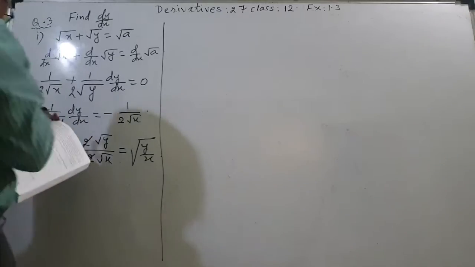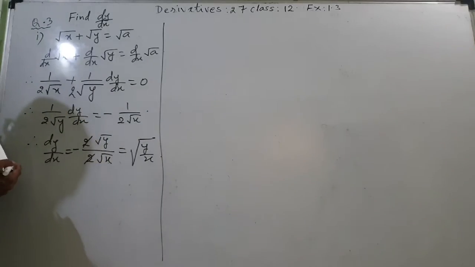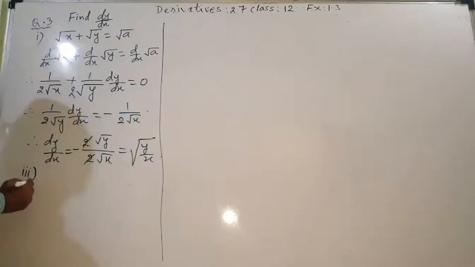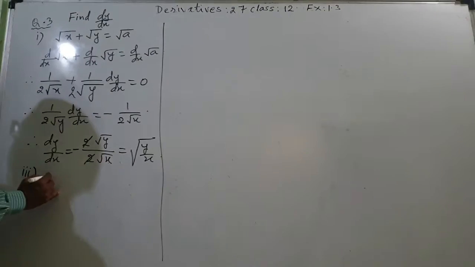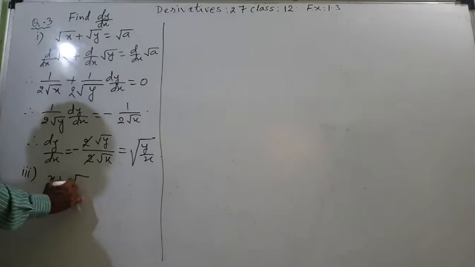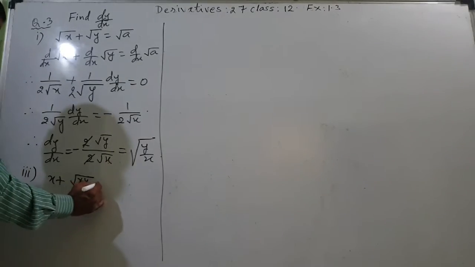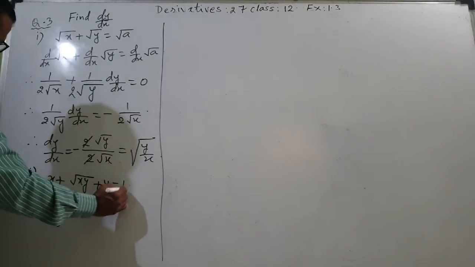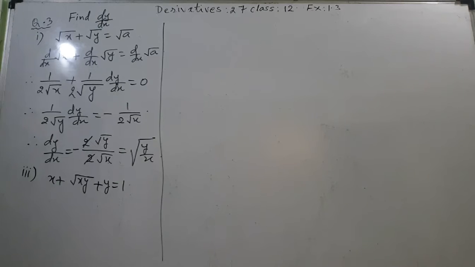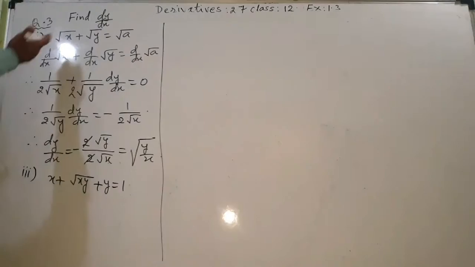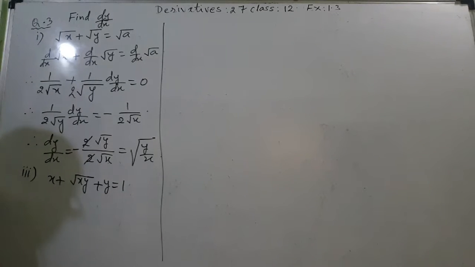Now we will take some different sum. The third one: x plus root of xy plus y equal to 1. This is an implicit function. This also was an implicit function. It was not given as y equal to something, that's why it is implicit.